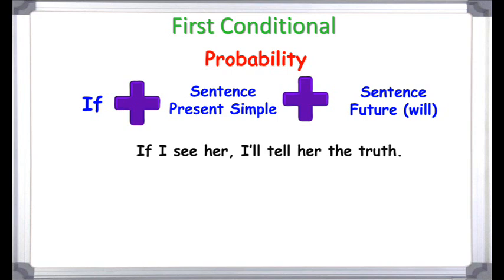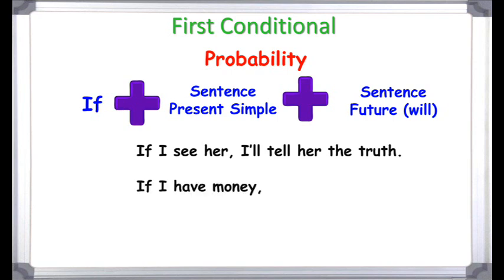You see? If I see her, I'll tell her the truth. It means that 50-50. You know that? Maybe yes, maybe no, perhaps, yeah. Possible, but not sure, or it is probable, you know.